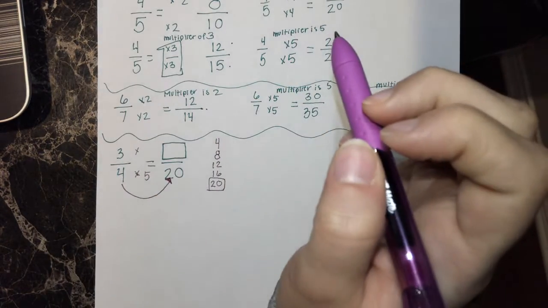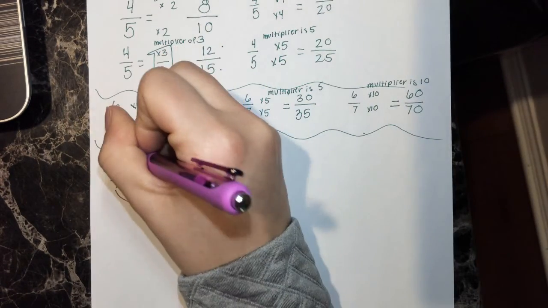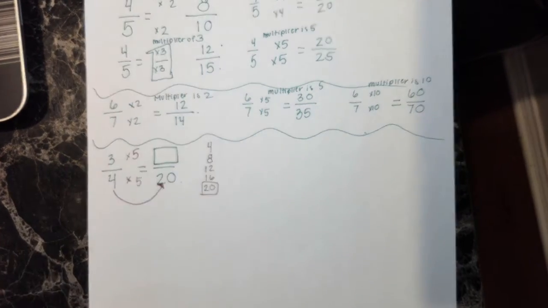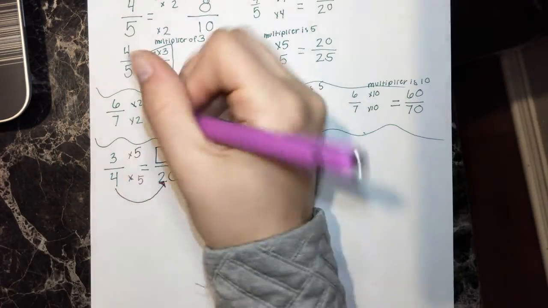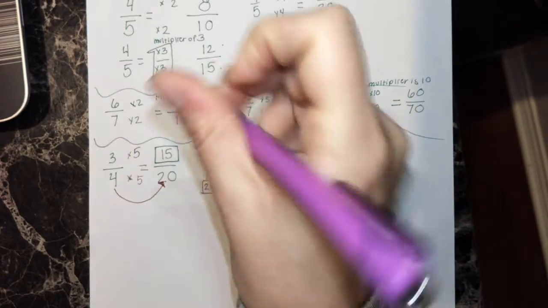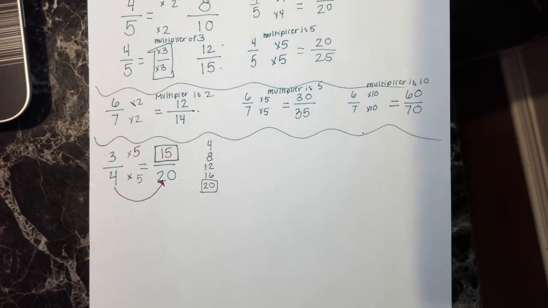This says my multiplier has to be 5 because 4 times 5 I would get 20, and that's what I want. That means on the numerator I need to do the same multiplier. So I need to multiply by 5. So 3 times 5 would be 15. That means that 3/4 is equivalent to 15 20ths.